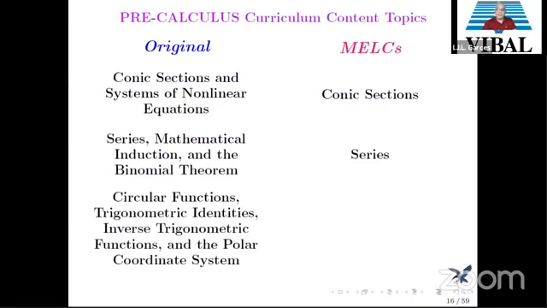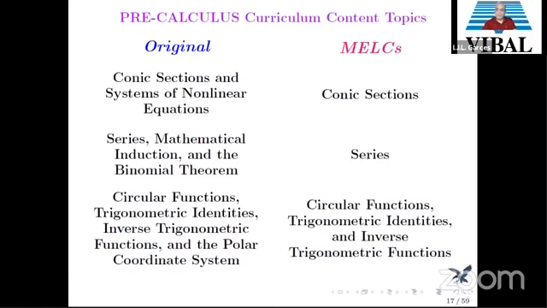So the next batch will be trigonometry. We have the circular functions, trigonometric identities, inverse trig functions, and the polar coordinate system. Now we drop the polar coordinate system. Then you might say there are still many because there are so many trigonometric identities. No, there are learning competencies now that are also dropped. So by topic, trigonometric identities are there, but some of the competencies are dropped as well, or merged, or transferred, and so on.